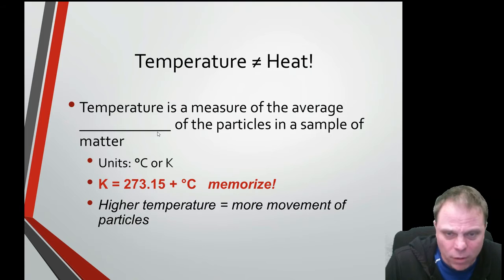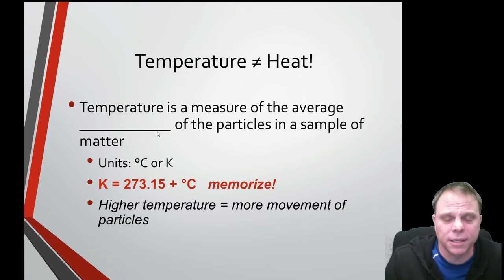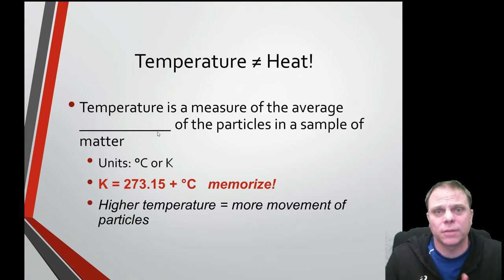So here is our formula to convert from Celsius to Kelvin. Kelvin is equal to 273.15 plus the degrees Celsius.